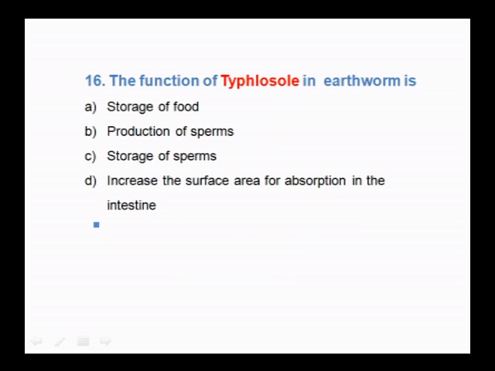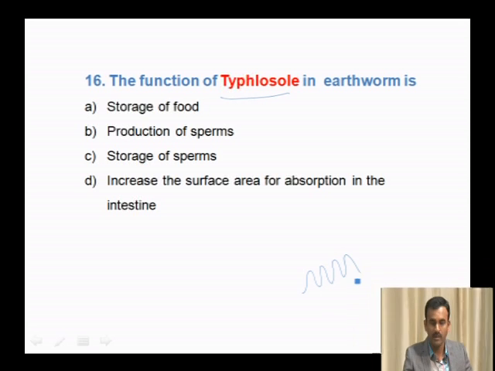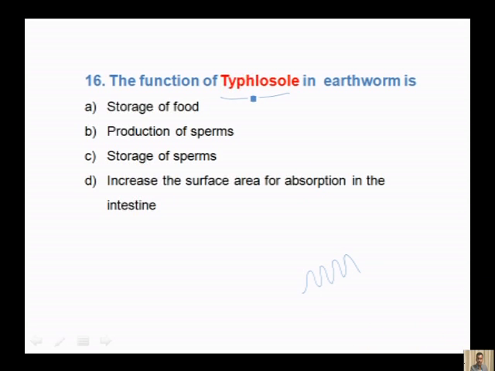The function of typhlosole in earthworm. Typhlosole is the portion of the inner surface present in the gut or the small intestine of earthworm. It contains infoldings. As I told you in the synopsis, they are finger-like projections or infoldings which provide maximum surface area for absorption of food material. Such inner foldings of the small intestine present in the earthworm are called typhlosole, which provides increased surface area for absorption in the intestine.